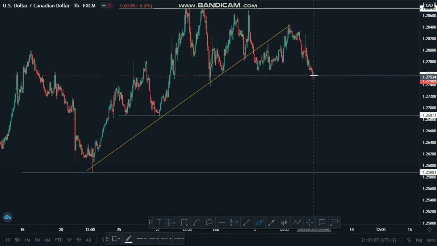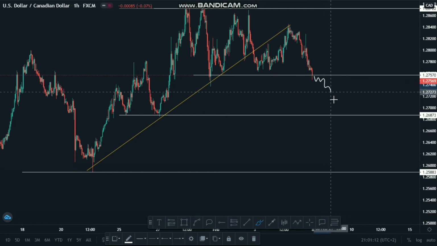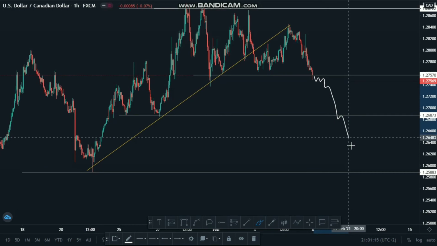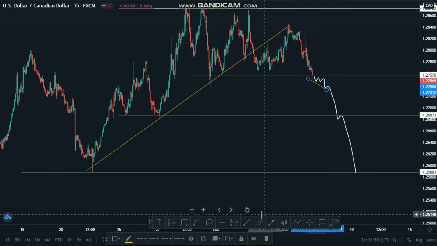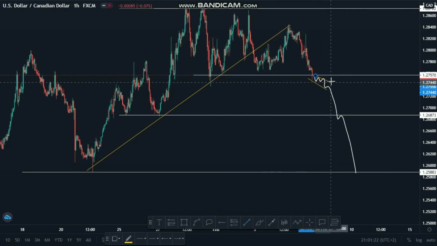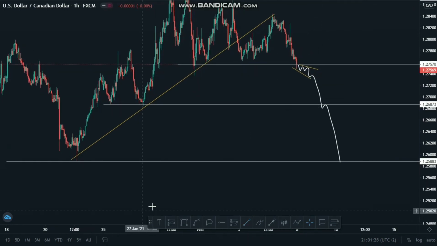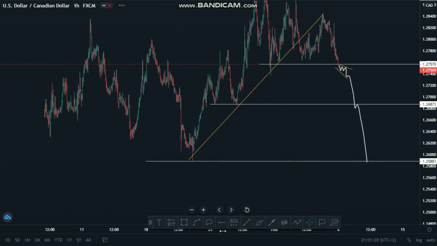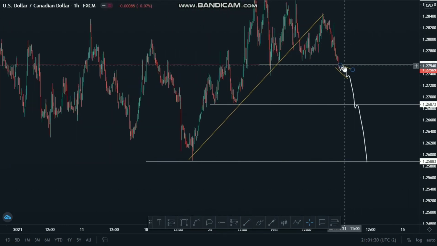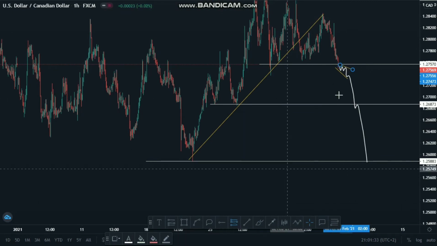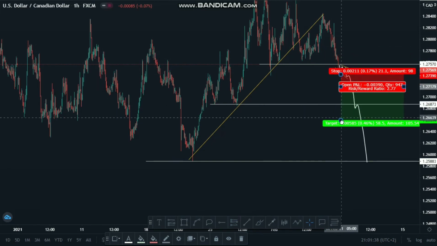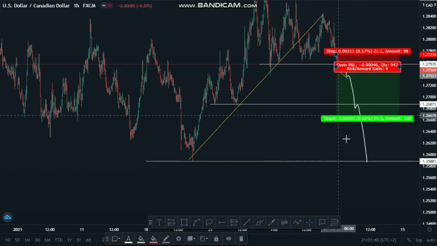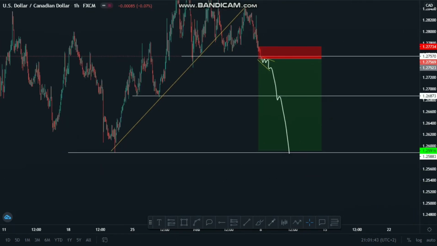It's more like this. Should we have structure like this showing a possible breakout to the downside, we're going to be focusing on that. Like this, we're going to be focusing on this. This is our USDCAD, focusing on selling opportunities based on structure breakout. Yes, ladies and gentlemen, this is our USDCAD.